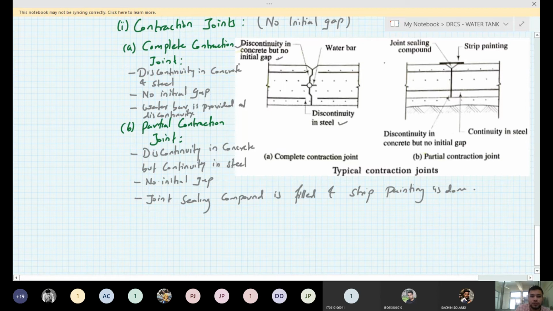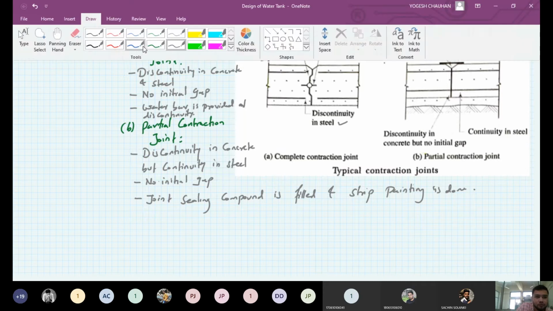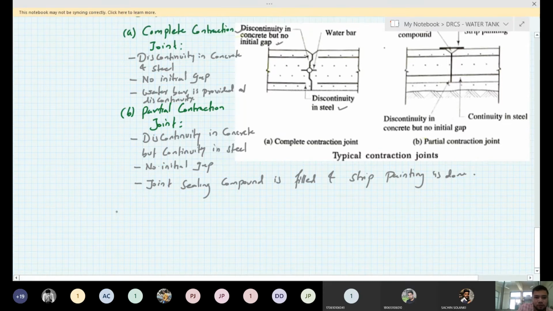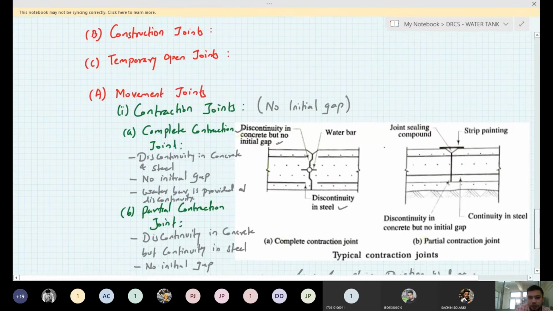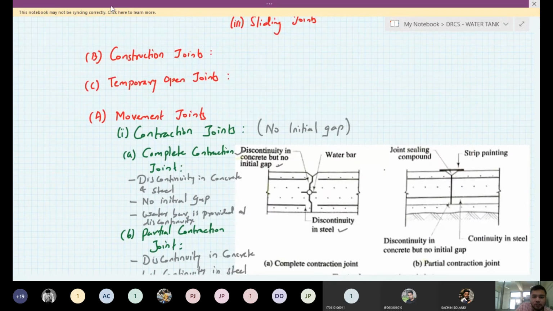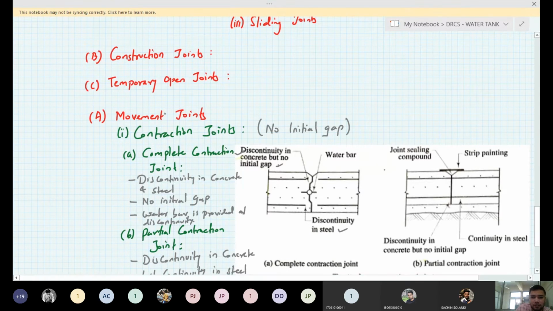Okay, so this is about the contraction joint. The second type is the expansion joint. These types of joints, the contraction joints, do not allow expansion. They only allow contraction. That is why they are called contraction joints.